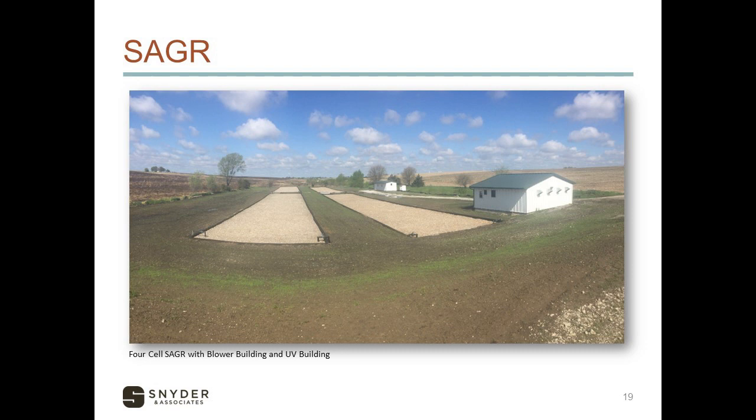The blower building has blowers running 24 hours a day. Some of that air goes to aeration in the lagoons. Some of that air goes to the Sager cells themselves. And you can see these black pipes at the corners. That's your air valves to send the air down to the pipes at the bottom of the Sager cell.